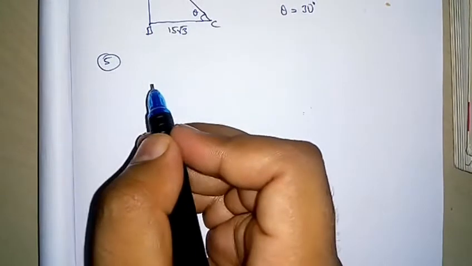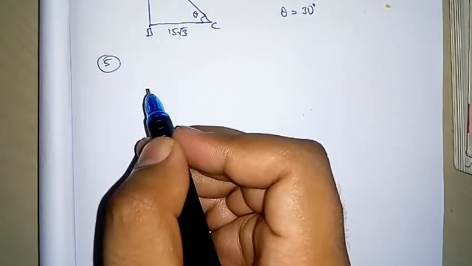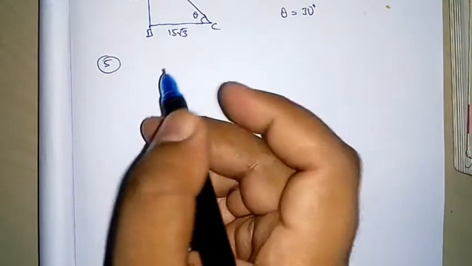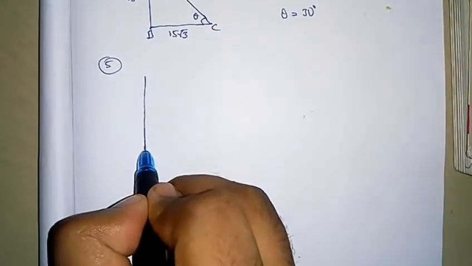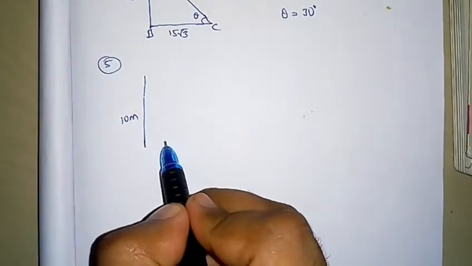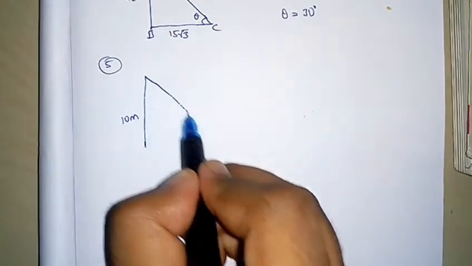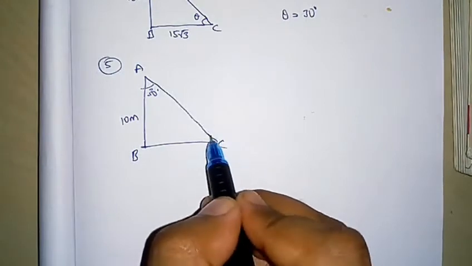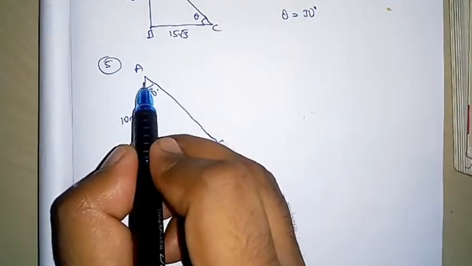You want to erect a pole of height 10 meters with the support of 3 ropes. Each rope has to make an angle of 30 degrees with the pole. What should be the length of the rope? So height of the pole is 10 meters and each rope is making 30 degrees with the pole. Let this be A, B, C. So what is the length of the rope?